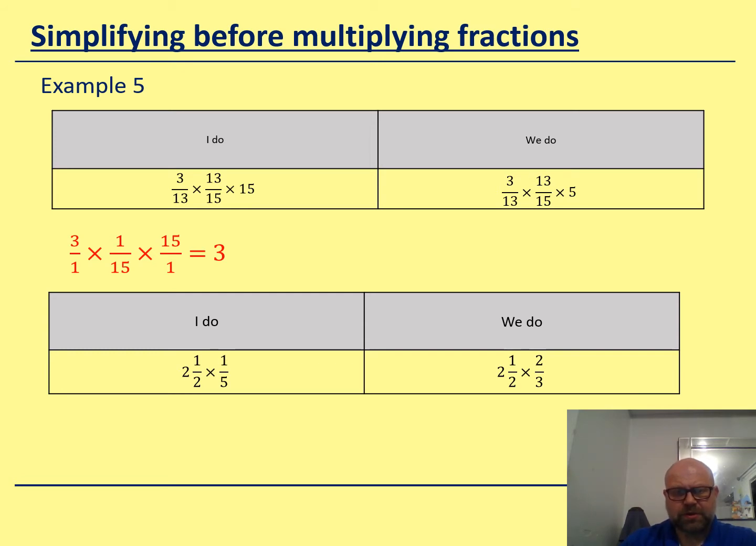Okay, this one, the 2.5, we need to turn into a top-heavy fraction. So 2 times 2 is 4, add 1 is 5. So that's 5 over 2 times 1 over 5. Now the 5 cancels with a 5, so that becomes 1 over 2.